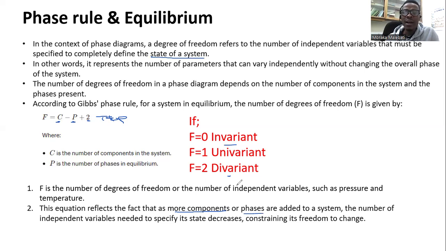Then how do we make the system move from being invariant to either univariant or divariant? It means we must consume one of the phases, until we start to have fewer phases, and then the system can move. That's what we call the degree of freedom, and it's very useful because it tells us about the state of the system.